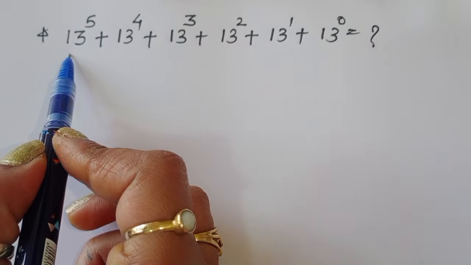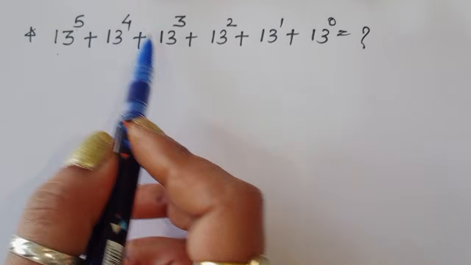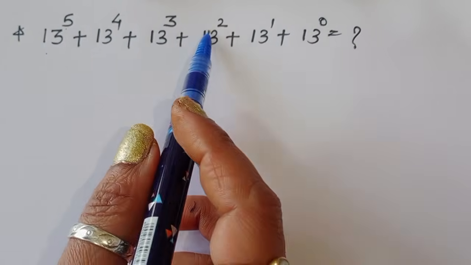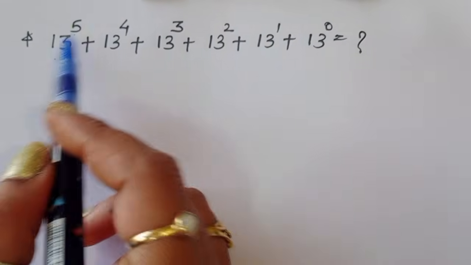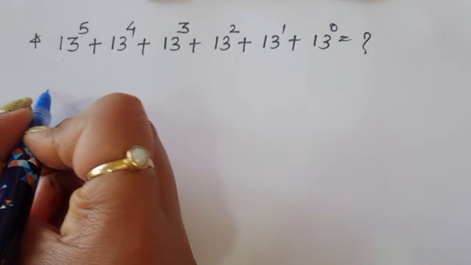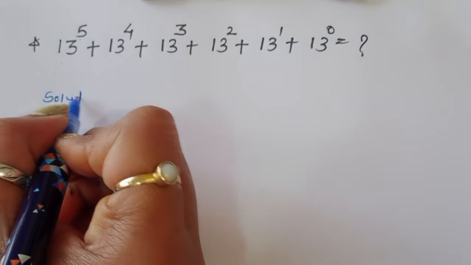Question: given 13^5 + 13^4 + 13^3 + 13^2 + 13^1 + 13^0 is equal to what? So we have to find out the value of this term. How can we find the value of this? Let's see the solution.